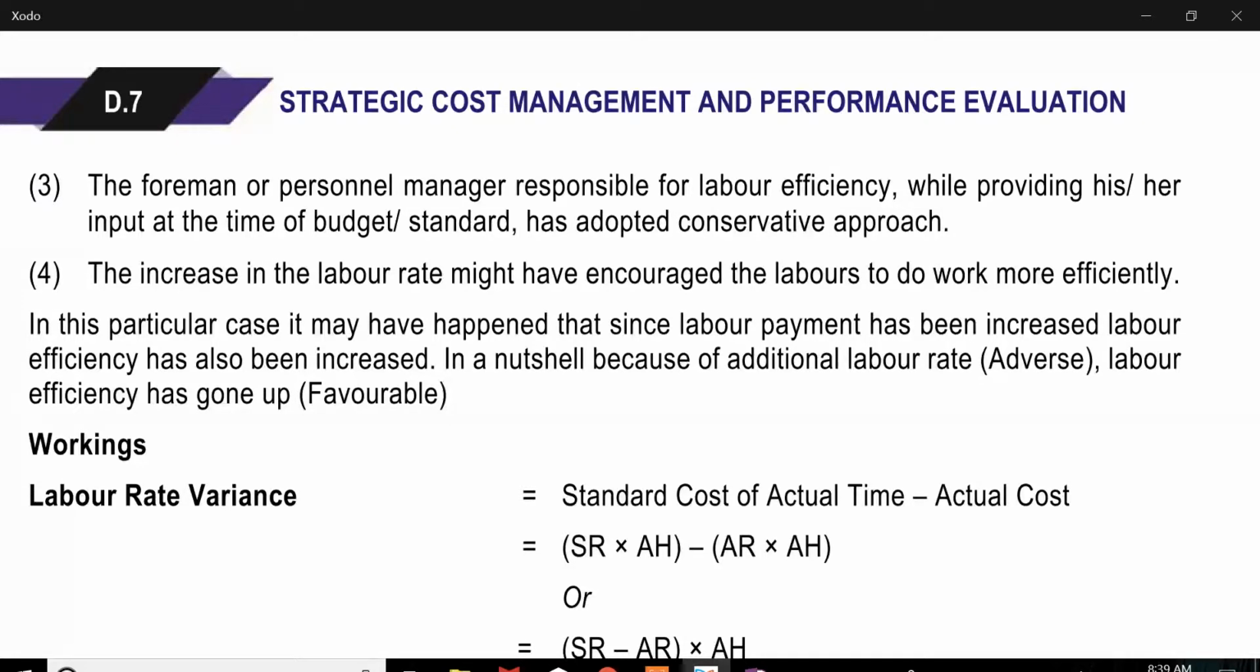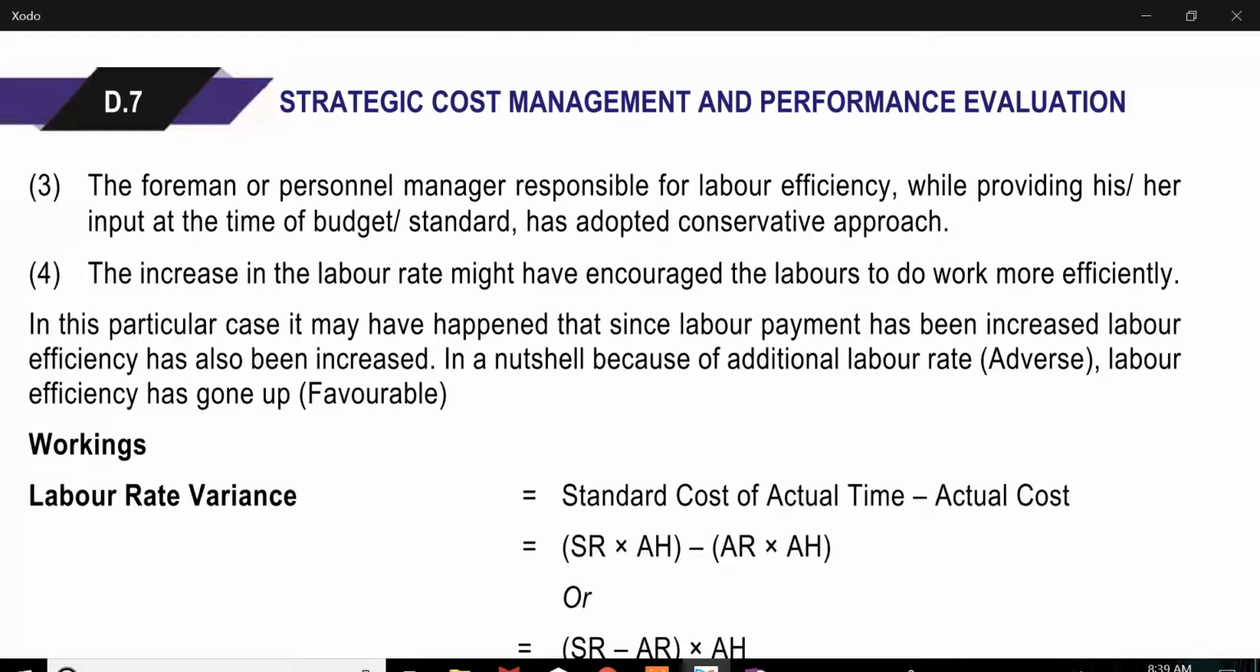Practically this happens. When your manager comes and asks how much time you will take for the audit to be completed, you purposefully tell a higher number. That's called a conservative approach or budget slack. Why do you do that? Because later on you will be made responsible for it. So people purposefully try to adopt a conservative approach. They are saying that could have also happened. The increase in the labor rate might have encouraged the laborers to do work more efficiently. So they are trying to find different possible reasons. That is what it is all about.